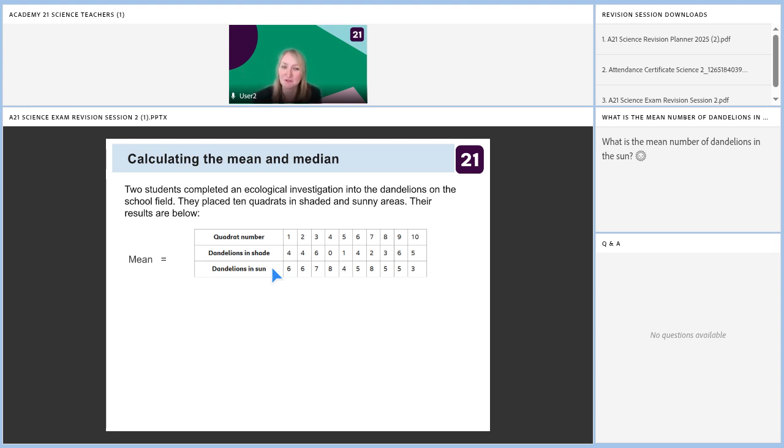So my first question for you, and I see some are already having a go, is: what is the mean number? So thinking, how do we calculate mean? The mean number of dandelions in the sun. Okay, so that's this bottom line here. Can you give me a numerical value just by typing it into the poll over there? There's a very good chance that you are going to be asked in one of your exams to calculate a mean, and it's just like this that you're going to do it.